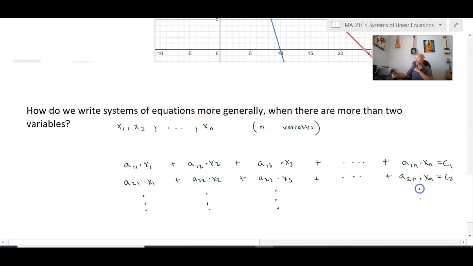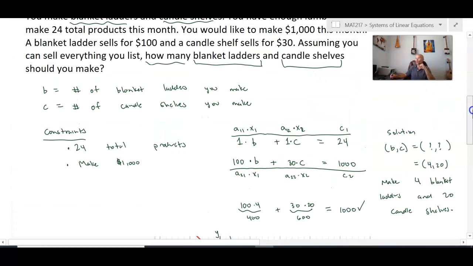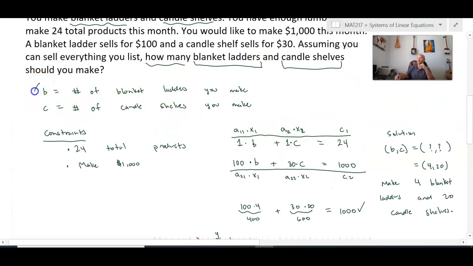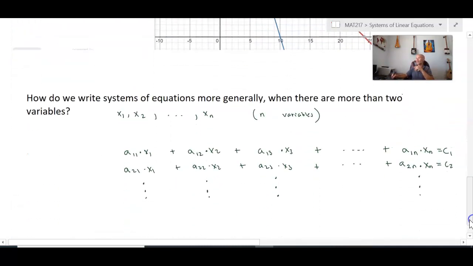Now, one of the misconceptions is that you have to have as many equations as you do variables, but that's not necessarily true. The number of variables that you have in our context is the number of products that you're selling. And the number of equations that you have is the number of constraints present. Here we just happen to have two variables and two constraints. Two variables led to, two constraints led to two equations. So we had as many variables as we did equations, but we don't necessarily have to have that.